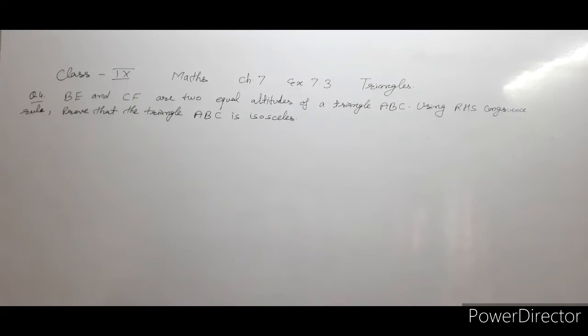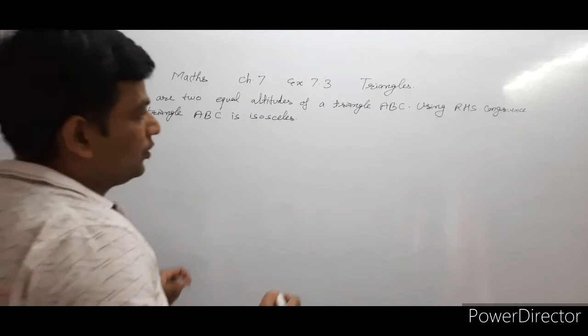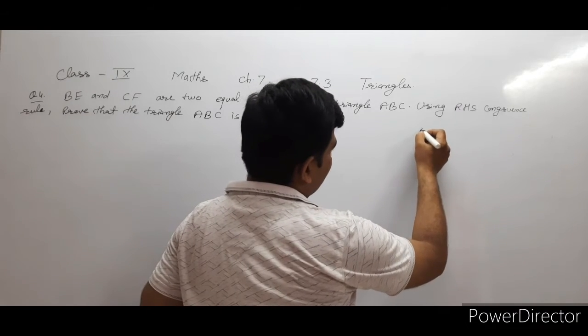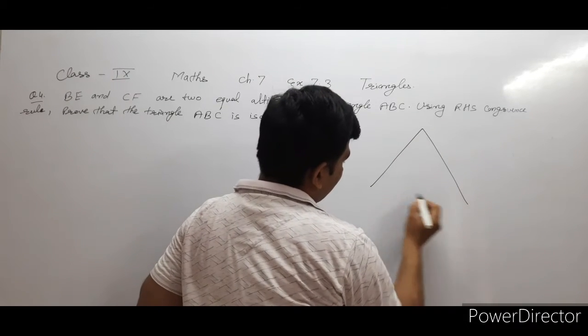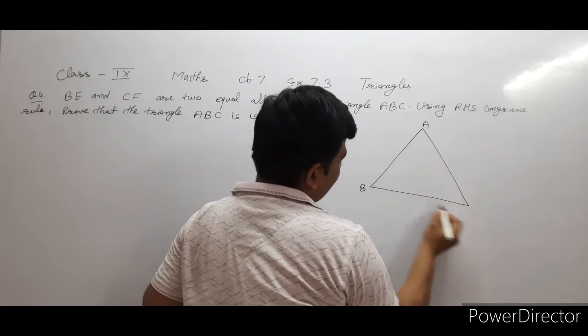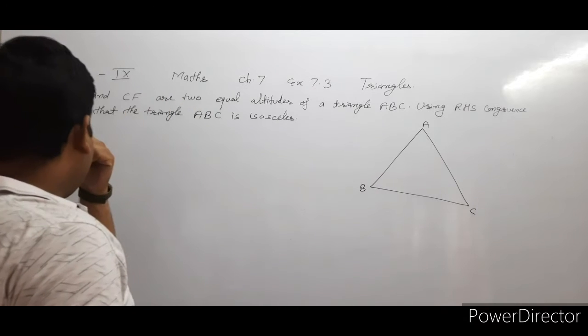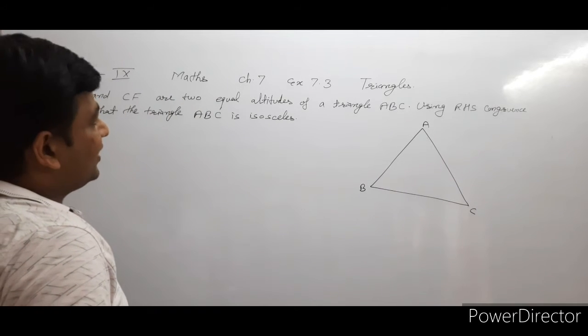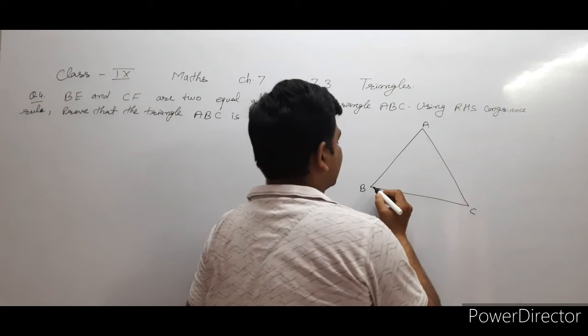Question number 4, it's given that BE and CF are two equal altitudes of a triangle ABC. Using the RHS congruence rule, prove that triangle ABC is isosceles. So a triangle ABC is given, and BE and CF are two equal altitudes.